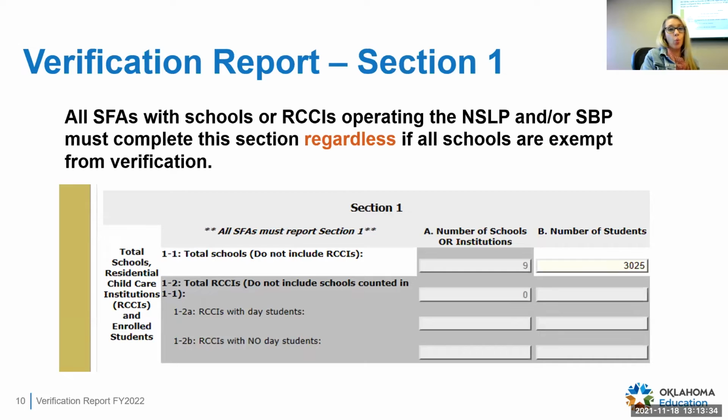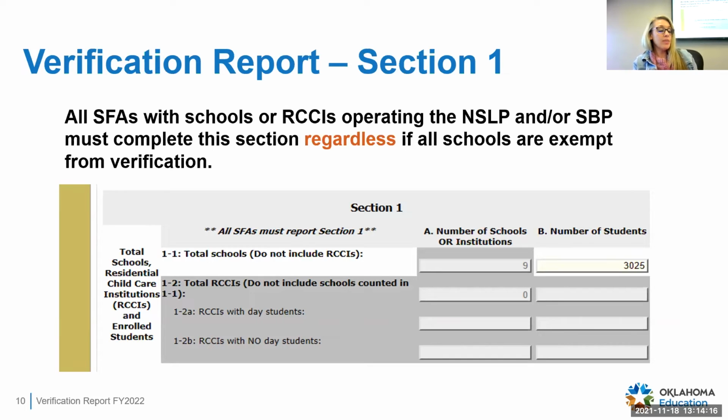Okay, section number 1. So above is an example of what the form will look like when there's numbers in there. So this kind of shows you just a little bit what it looks like. Again, all SFAs with schools or RCCIs operating the school lunch and or the school breakfast program must complete this section regardless if all schools are exempt from verification. So section 1 is for everyone. Report schools or institutions operating in the National School Lunch and the breakfast program and students with access to those programs as of the last operating day in October.